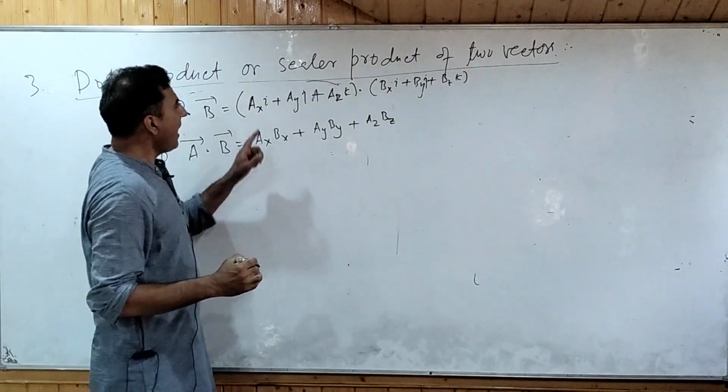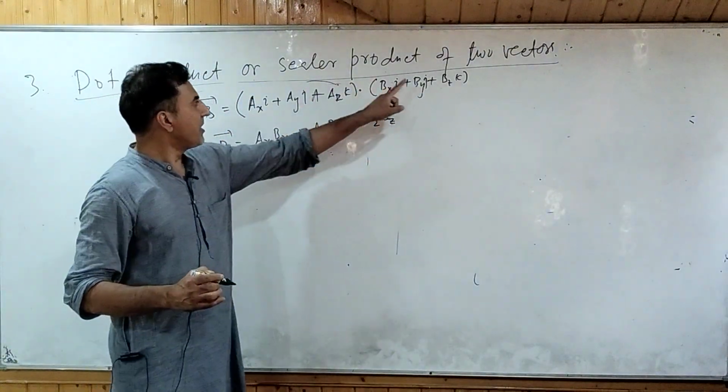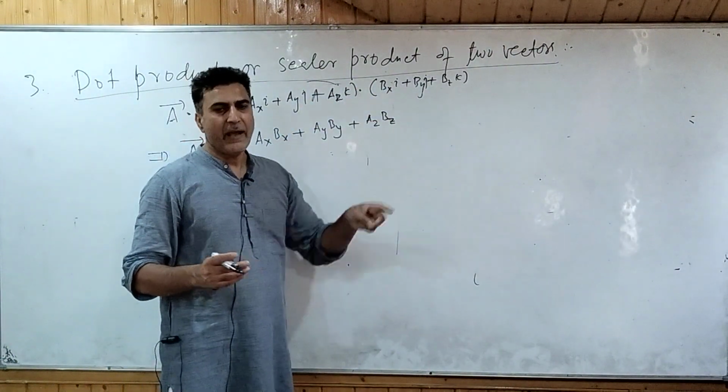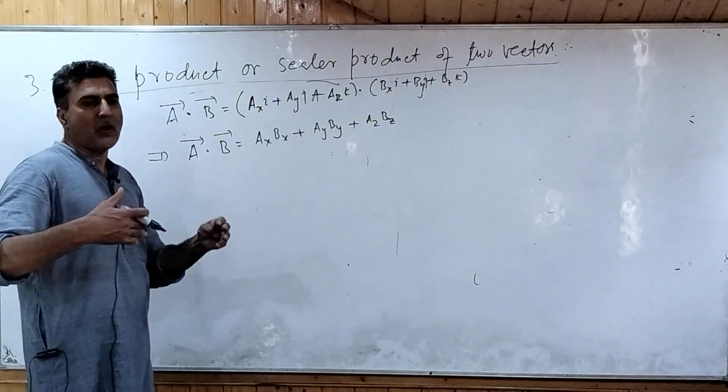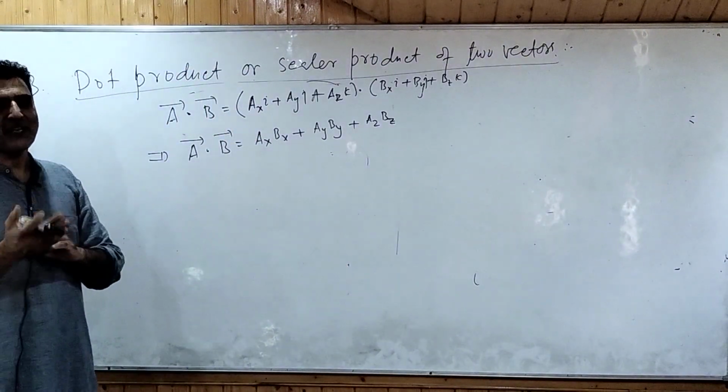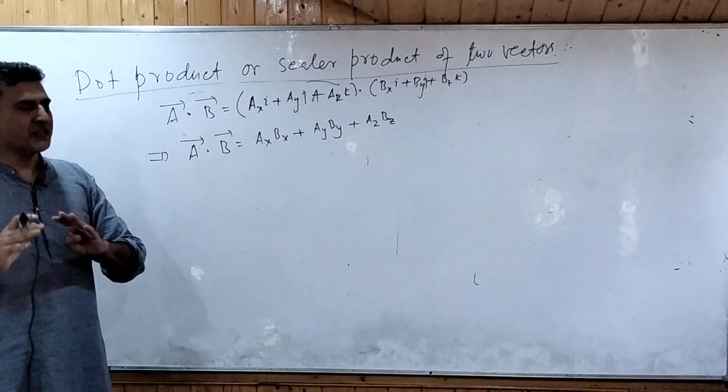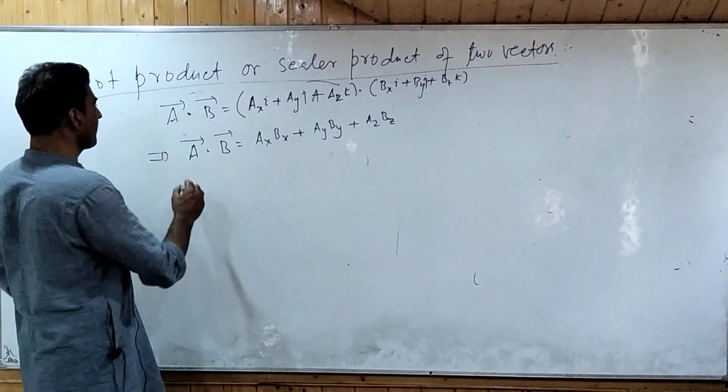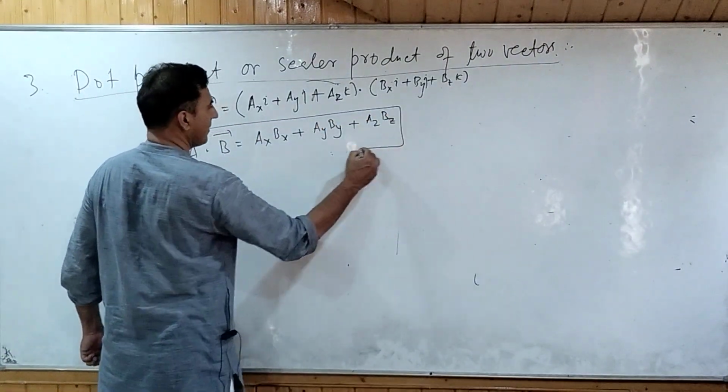It is because I dot I is 1, J dot J is 1, K dot K is 1, and other crosses, other dots are 0. Means I dot J, J dot K, K dot I are all 0. That only this survives. This becomes the formula.